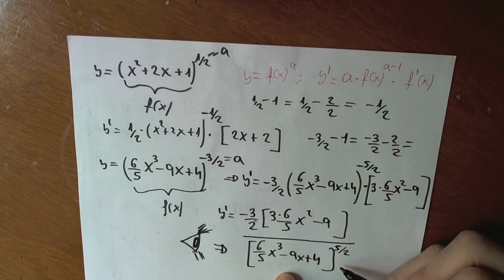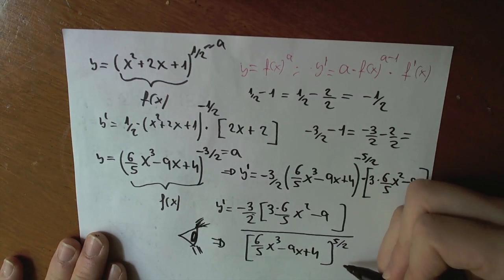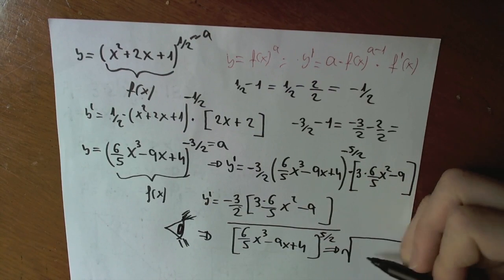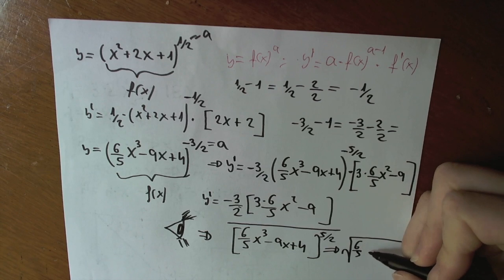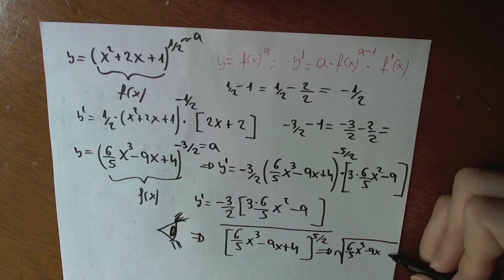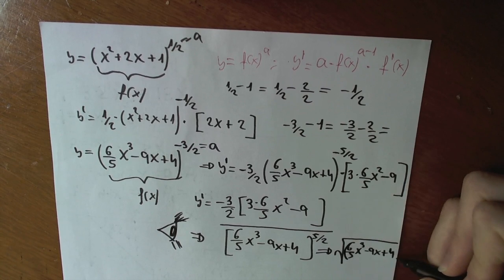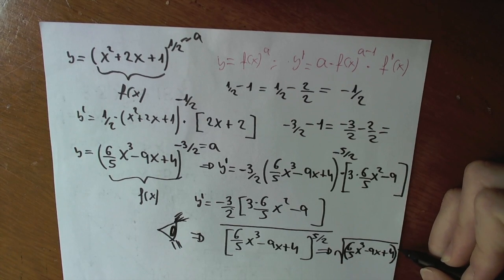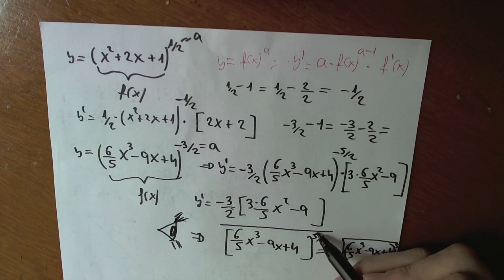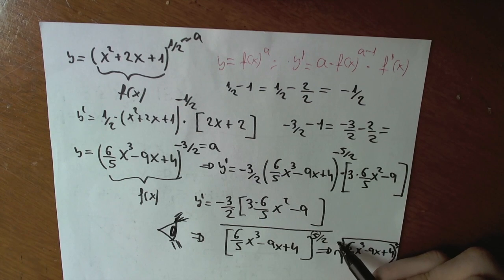But this is the same as writing in the denominator the square root of 6 divided by 5, x to the power 3 minus 9x plus 4, and everything to the power 5. Okay? Here is the 5, this 5, and the 2 is here, because it's the square root, and this is the 2.